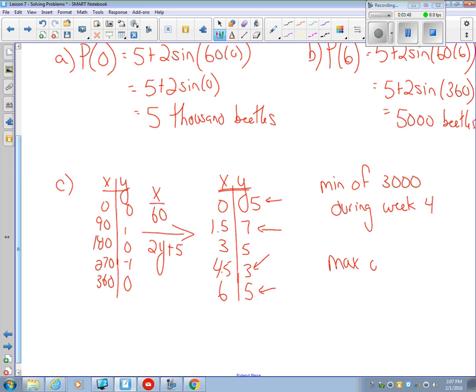And my maximum would be this one. Be a max of how many? 7,000 at 1.5 weeks. Now you notice I give you 2 different ways of answering this question, right? I said during week 4, because we had a 4.5, that would be the fourth between 4 and 5. Or I can say the words at, if I want to be more specific, 1.5 weeks. There's your min and your max. Okay, tables come back, they help us in all kinds of ways.